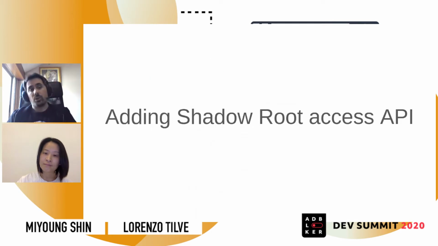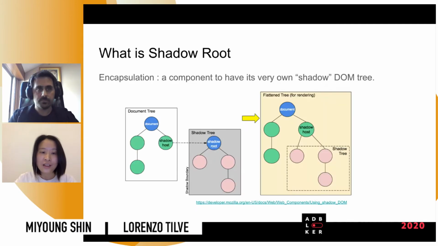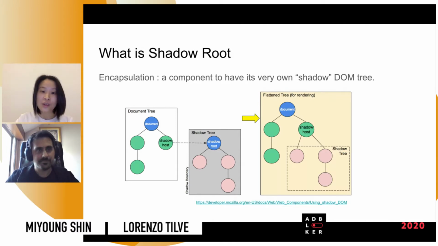So maybe I will hand over to Shin, and she will be explaining the Shadow Root Access API. I'd like to take a deeper look at one of the examples, which is related to the shadow root. What is the shadow root?